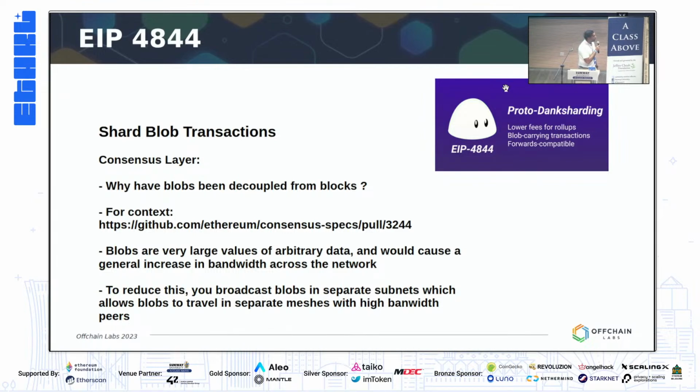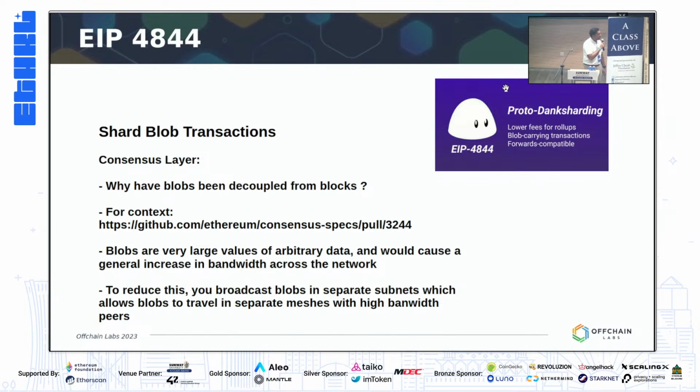This would actually saturate bandwidth in the network and have negative effects on latency and bandwidth consumption for all nodes. So when you have blobs separated out into different subnets, you have separate meshes that these blobs can be gossiped in. You could have high bandwidth nodes in a certain mesh propagating these blobs, and basically the blobs would go along the path of least resistance.